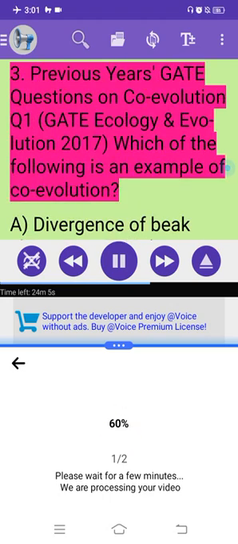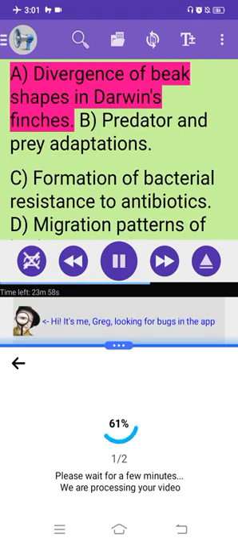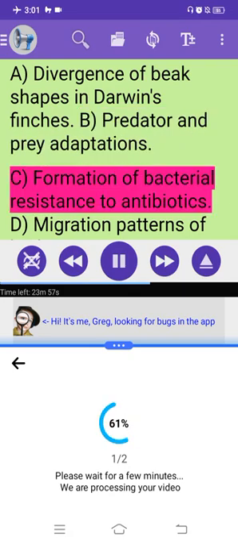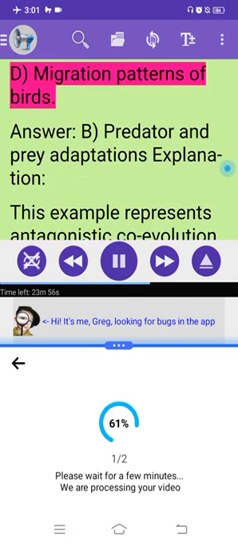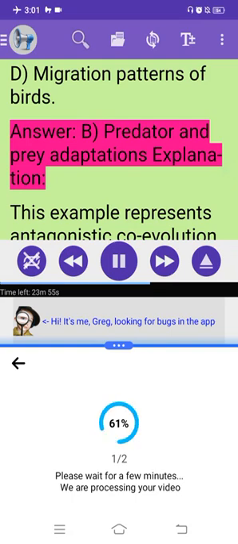3. Previous year's GATE questions on coevolution. Q1, GATE Ecology and Evolution 2017. Which of the following is an example of coevolution? A. Divergence of beak shapes in Darwin's finches. B. Predator and prey adaptations. C. Formation of bacterial resistance to antibiotics. D. Migration patterns of birds. Answer, B. Predator and prey adaptations.